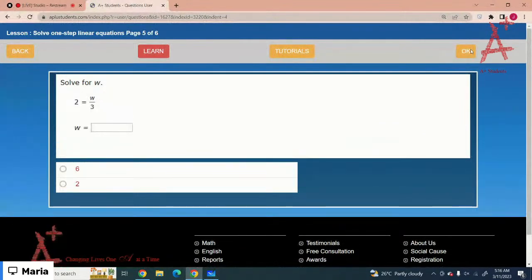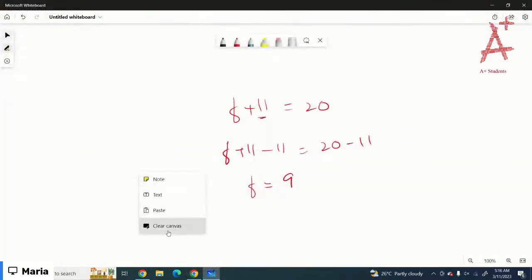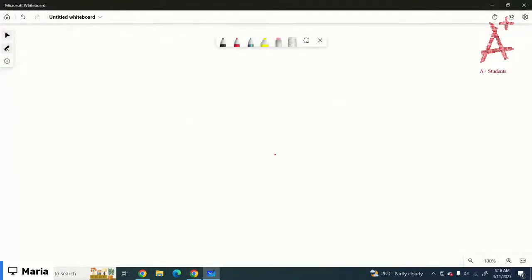Okay, the next one is 2 equals w divided by 3. So you need to calculate the value of w. You need to remove that 3 from here. So w is being divided by 3. So opposite to division is multiplication. So let's just multiply by 3. So it will be 3 times w equals 3 times 2, which is 6. That means the value of w equals 6.